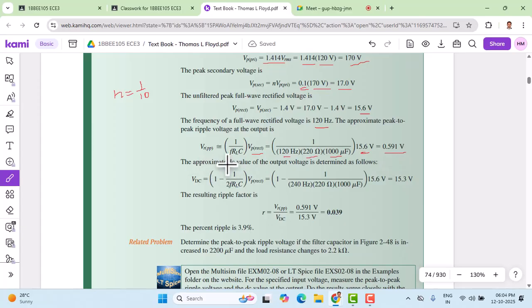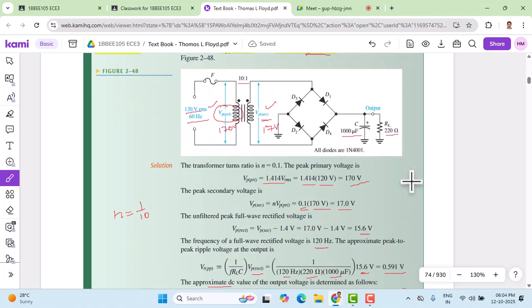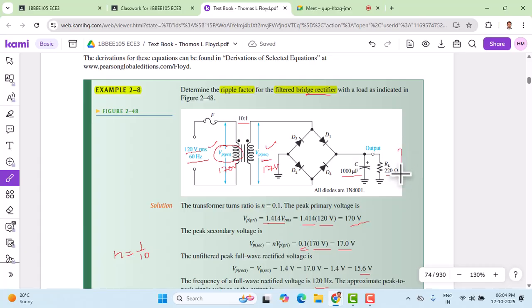Now we can calculate the approximate DC value or average value. VDC is 1 minus 1 by 2 F RL into C times the unfiltered rectified peak voltage that you can substitute here. 240 Hertz, that's the 2 times F, and the RL and C values, and this is going to be the rectified peak voltage 15.6. If you simplify this, the value is going to be around 15.3 volts. So this is the amount of DC voltage that we are getting here. That is the DC voltage that we get.